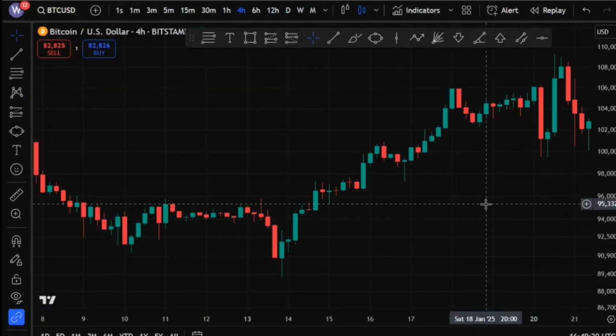Indicator number 2 is the MACD indicator, or what we call moving average convergence and divergence. So how does it look? This is how it looks on your TradingView. The MACD indicator will look something like this.